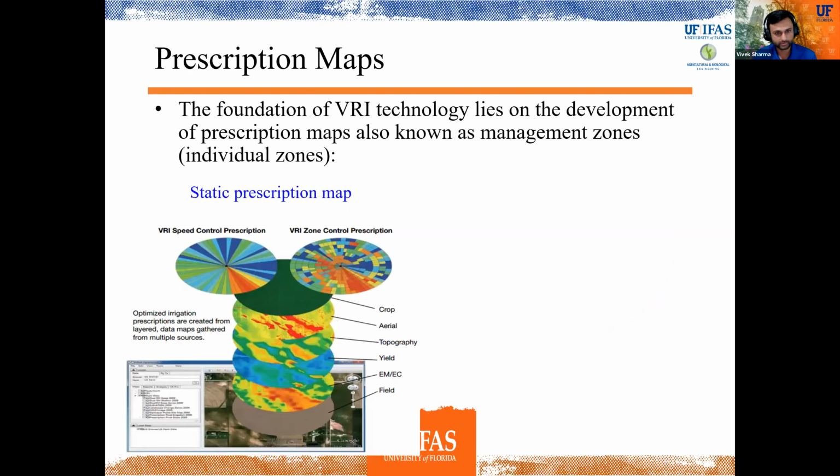One is the static prescription map. For a static prescription map, you sample your field before planting. For example, you looked at EC mapping, or you did a grid soil sampling and assessed a certain property of the soil, or you looked at the historical yield data from the last 5 years, and what the low yielding spots and high yielding spots are. Based upon that, you develop a management zone and feed it into the sprinkler system.